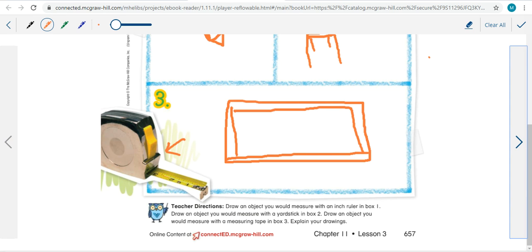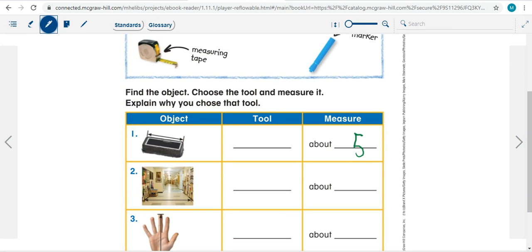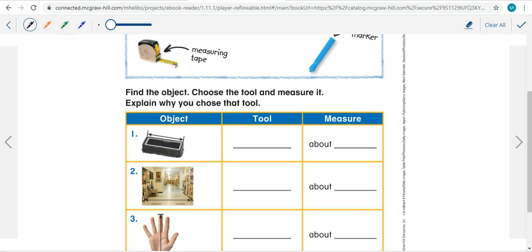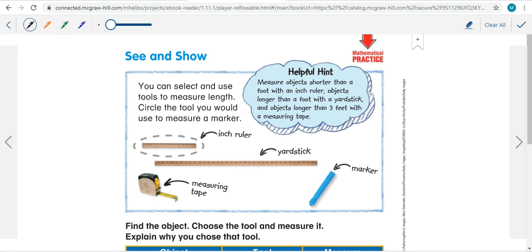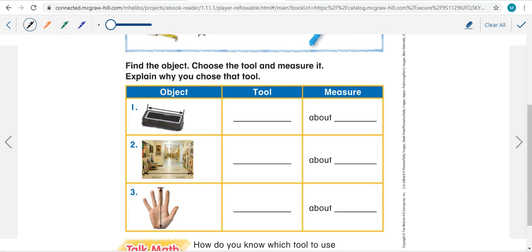Now let's turn the page, 658, okay? Now we were talking about, remember, the inch ruler. This is a yardstick and this is a measuring tape, okay? So you have to be careful on which measuring tool you select, you choose to measure the objects, okay? Now let's start with number 1. Find the object, choose the tool and measure it. Explain why you would choose that tool.